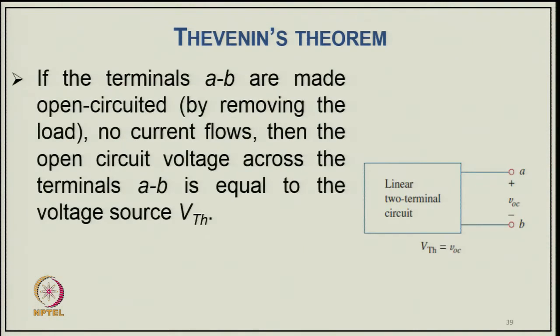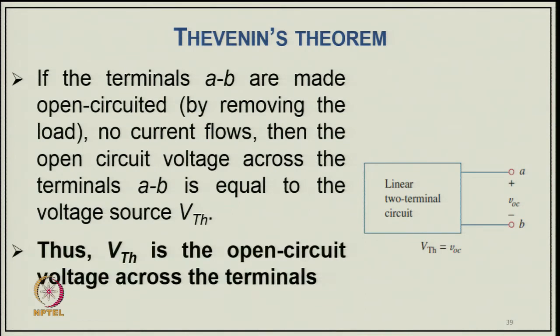Now we can say if the terminals A B are made open circuited by removing the load, no current flows, then the open circuit voltage across the terminals A B is equivalent to the voltage source called VTH, or the Thevenin equivalent voltage. That is how we find the Thevenin equivalent voltage. Thus, VTH is the open circuit voltage VAB across the terminals, by removing the load across A B, across which we want to have a Thevenin equivalent circuit. So, VTH equals VOC.